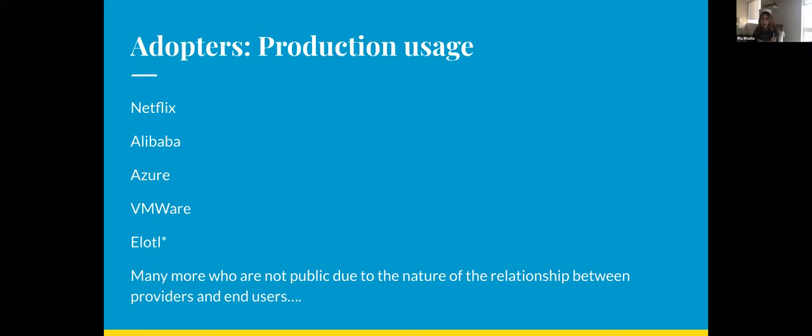So these are the ones that we just know about, and there's tenfold more, because a lot of these are cloud providers, for example, right? And we have a lot of customers that we're tracking internally that we can't exactly talk about. And I know Amazon also has them. They have virtual kubelet as more of an experimental project, but I'm sure there are some people using them. So Netflix, Alibaba, Azure, VMware, and Elotl. I put an asterisk because I don't know if their stuff is done yet, but they're working on it. And then there are so many more that are not public, just because of our relationship between providers, and it's a two-degree process to get to end users, specifically the way that we've seen virtual kubelet grow.